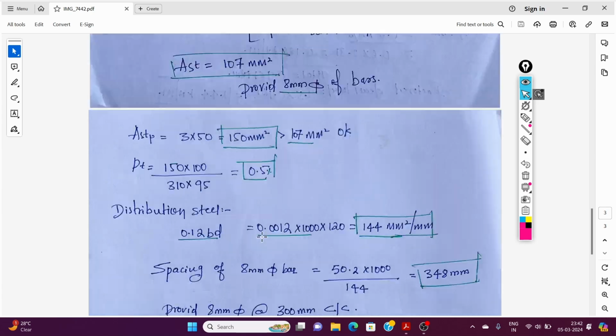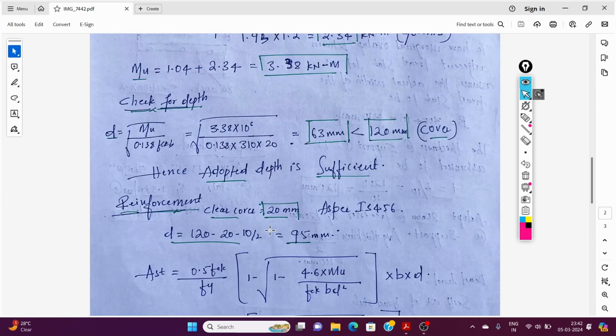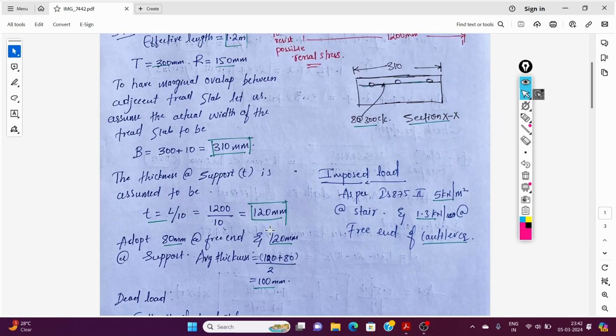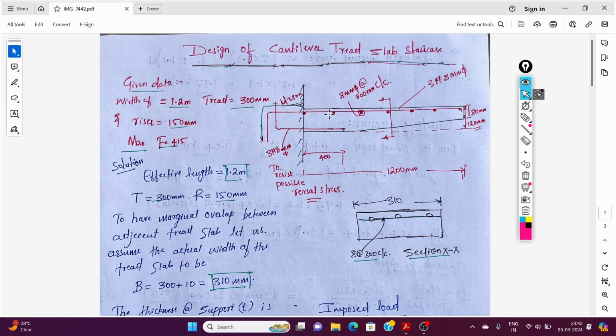Okay, this is all about the design of the cantilever tread slab. And this is the detailing. At the support we have 120 mm depth, at the free end we have 80 mm depth. You can continue the same depth, but for economical purposes we are reducing the depth at the free end. There is no need for that much depth at the free end.